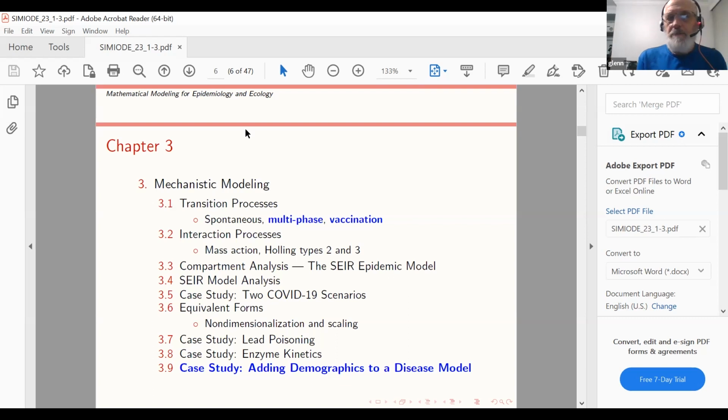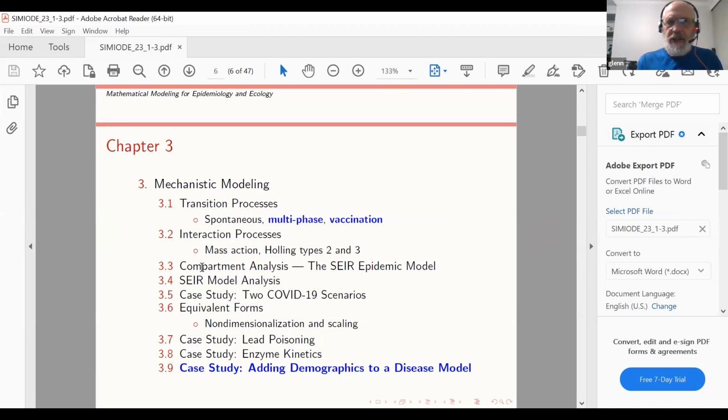Chapter 3 on mechanistic modeling is the longest chapter in the book, and you can think of it as divided up into sub-portions. The first two sections are just about specific processes that are incorporated into models, transition processes like disease recovery, and interaction processes like disease transmission. And I'll be talking about two of the transition processes later, my vaccination model and multi-phase transition processes.